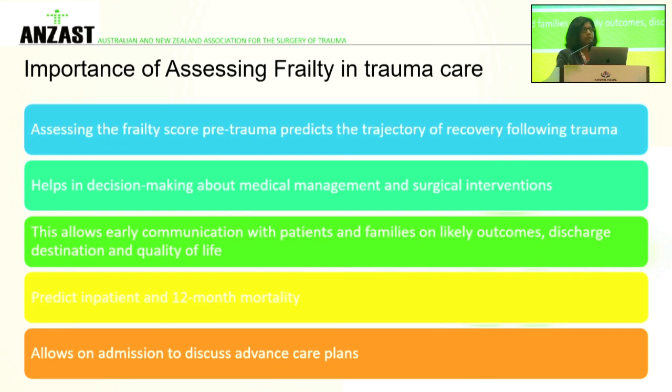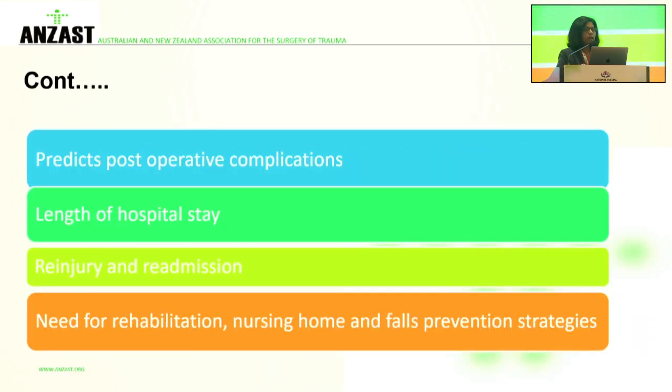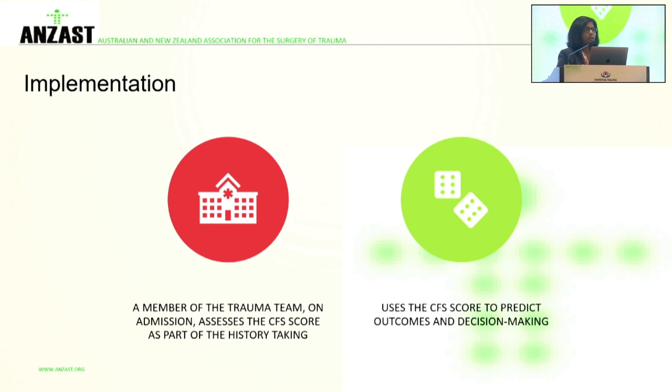So at admission, this allows us to make advanced care plans for these elderly trauma patients, and also make medical and surgical plans on how we are going to manage this patient, and also think about where the discharge destination would be. And also this study allows us to predict operative complications, length of hospital stay, and readmission and re-injury rates, and the need for rehabilitation, as well as nursing home care, and also implementing falls prevention strategies that will need to be discussed with geriatricians. So how do we implement this frailty assessment into the hospital system?